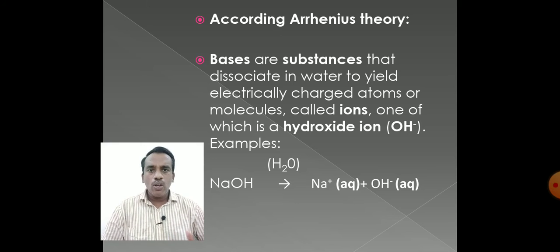When you dissolve a substance called sodium hydroxide in water, it will dissociate to give Na plus aqueous. Aqueous means the ions that are mixed with water, and also OH minus aqueous. Can we call a compound that gives a hydroxide ion a base? Yes, we can call it a base. So sodium hydroxide is one of the examples of a base. Let us take a few more examples of bases.